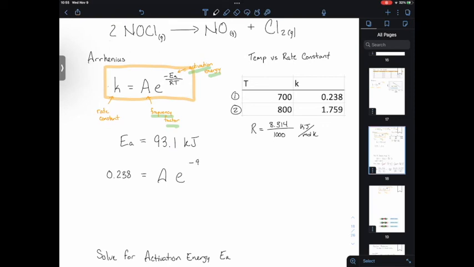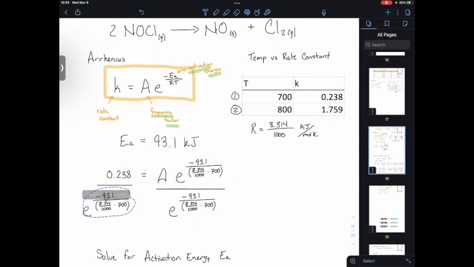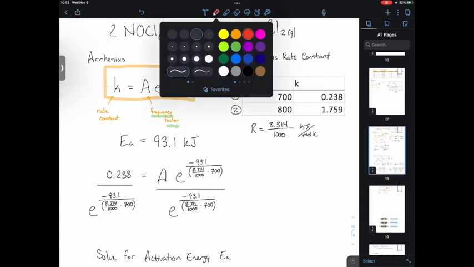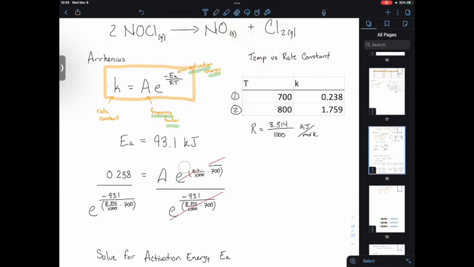To the negative 93.1 divided by R, and that temperature, which for my first data point is 700. Again, I'm going to put that in parentheses so my order of operations doesn't get messed up. In order to get A all by itself, I'm going to divide both sides by this e to the mess up there. That will cancel it out over here, and so what I'm left with once I punch this all into my calculator will be the value of A.